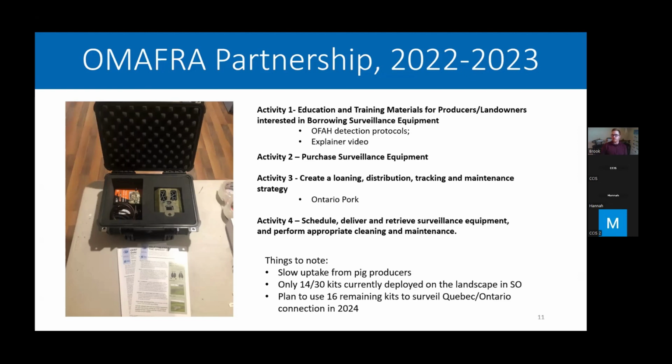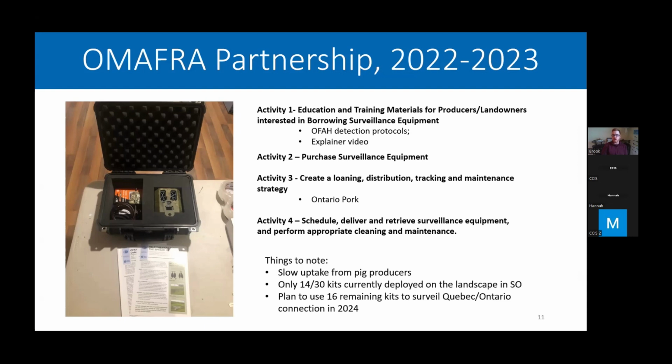As of right now, there are 14 of these kits deployed on the landscape by pork producers, and there is a plan in place to use the other 16 kits this year, because there's no point in them sitting around in storage. We're going to deploy them on the Quebec side of Eastern Ontario, because if we look at the map that Hannah showed, there is a possibility of pigs coming from the east. What was really great about this, though, is that it developed a partnership between us and Ontario Pork, and I've worked with them quite a bit.